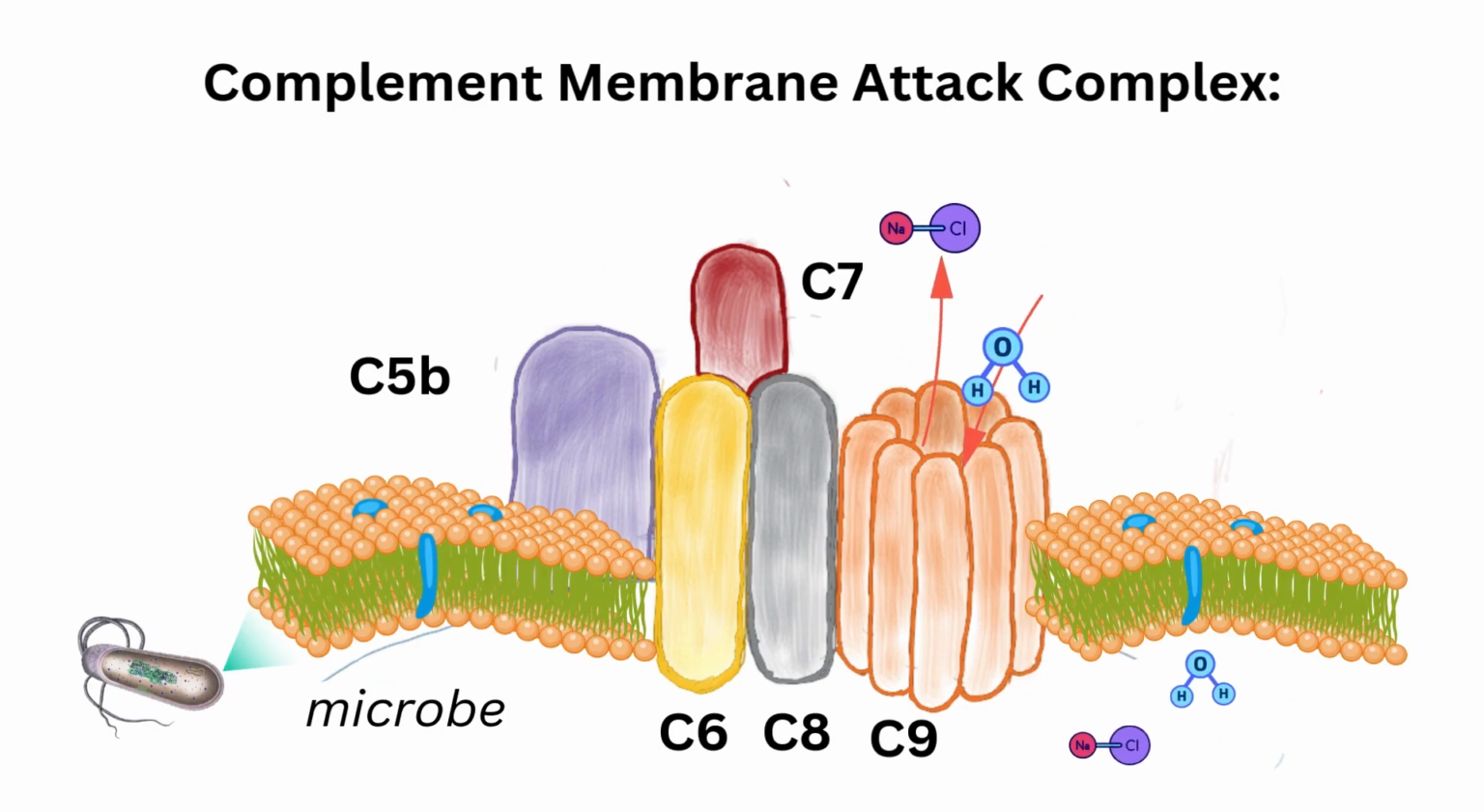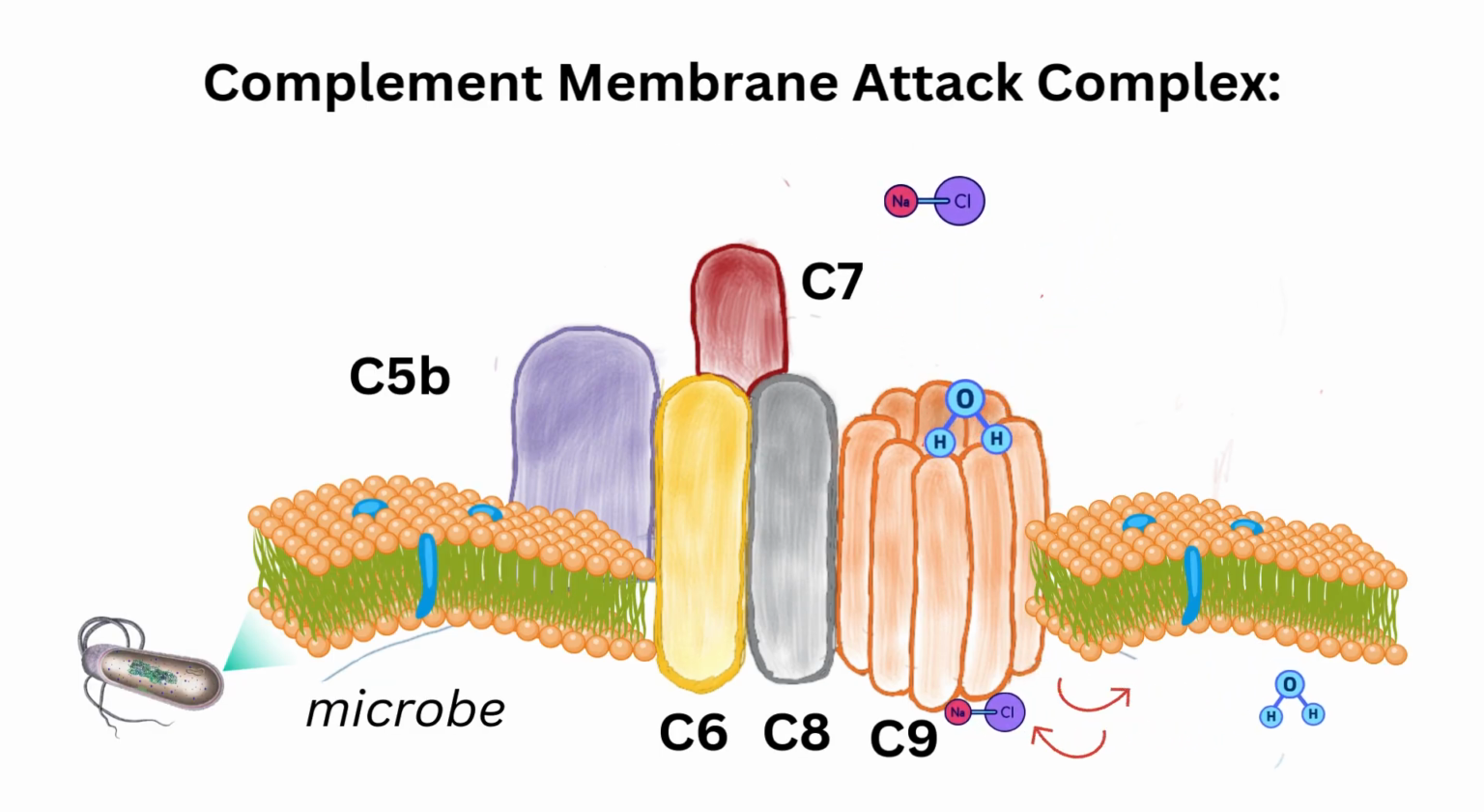The membrane attack complex opens a pore that allows an influx of water and efflux of microbial electrolytes, causing hemolysis and microbial death.